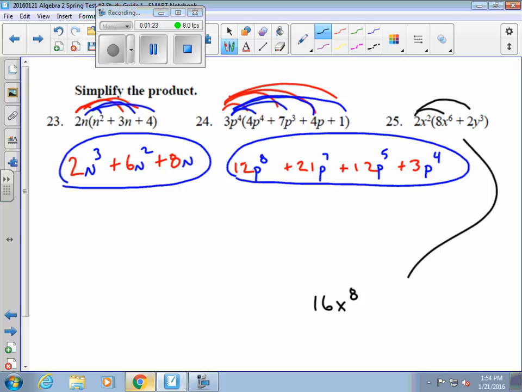And 2x squared times 2y to the third. 2 times 2 is going to be plus 4. These are not same bases, x squared and y to the third. So you simply write x squared y to the third.